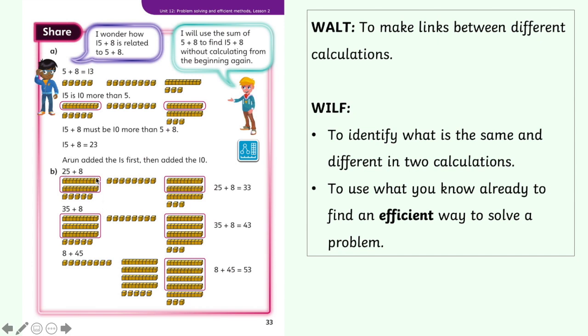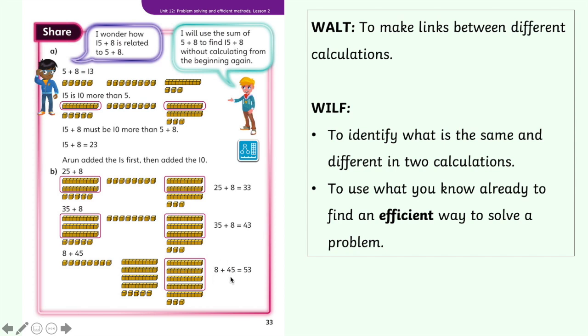And hang on, if we keep following the pattern, then we've got 35 add 8 and 45 add 8. So each time, all we're adding is 10 more. On the other side of the equals sign, the number is also getting bigger by 10. So if 15 add 8 is 23, then 25 add 8 is 33. 35 add 8 is 43, and 45 add 8 is 53.